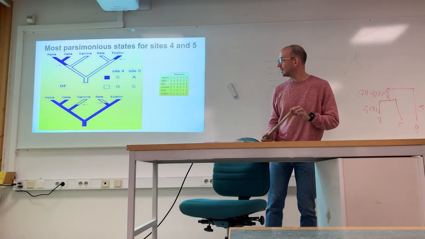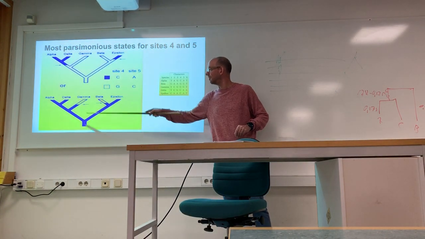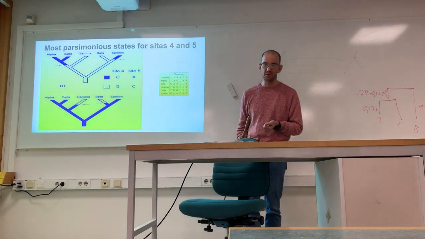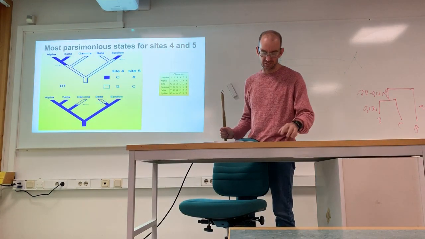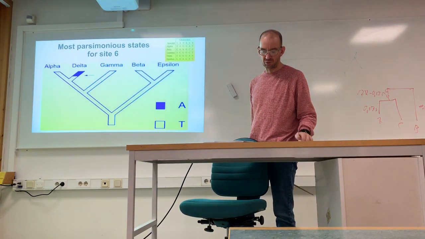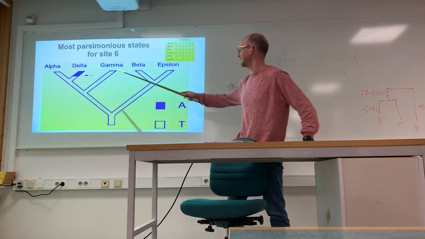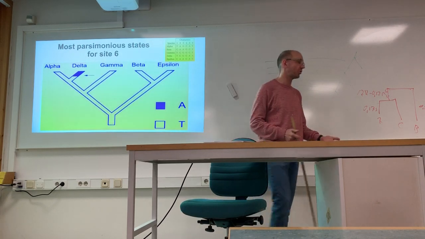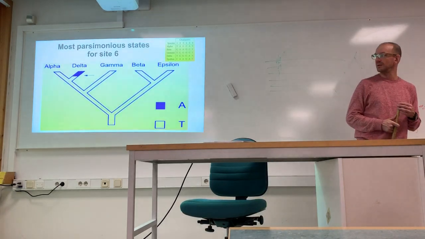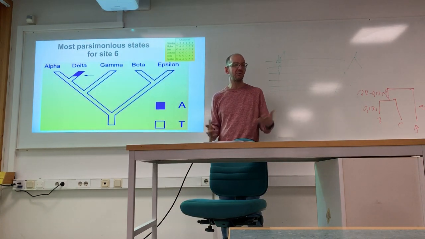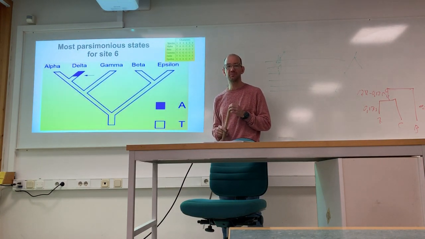And you can think about it, also in this model, you get the most parsimonious ancestral sequences. You can use this for reconstructing the ancestral sequence, or at least the possible ones. And then you have position 6, where most likely you have T everywhere except here, where you have an A. The most parsimonious explanation is that you only have one point mutation here with an A. Anything else would need more mutations.